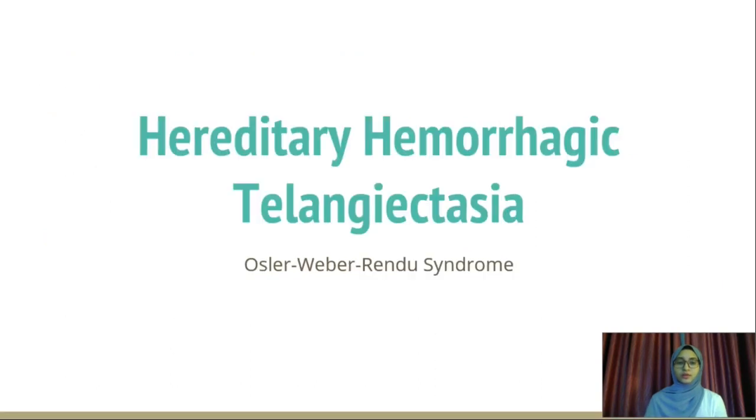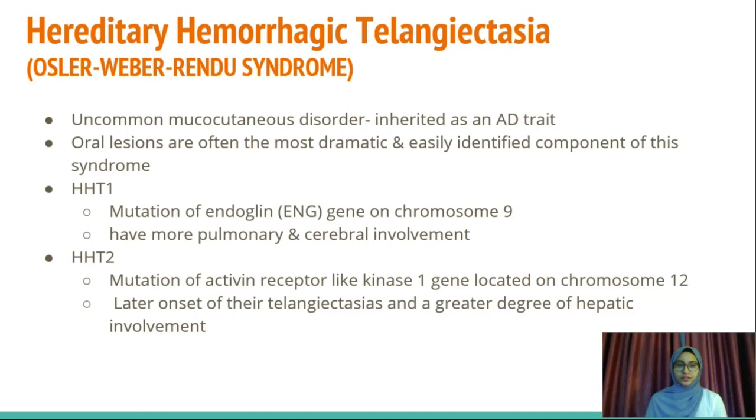Now I will be presenting about hereditary hemorrhagic telangiectasia, which is also known as Osler-Weber-Rendu syndrome. Hereditary hemorrhagic telangiectasia is an uncommon mucocutaneous disorder. We should be familiar with this disorder because the oral lesions are often the most dramatic and easily identified component of the syndrome. There are two types of hereditary hemorrhagic telangiectasia, which are HHT1 and HHT2.